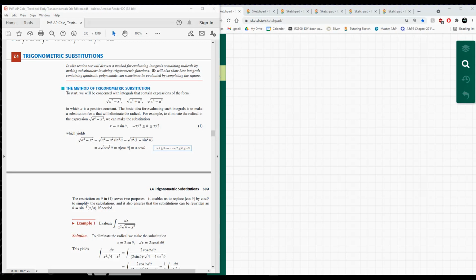Hi class, my name is Justin, and today we'll be covering section 7.4, trigonometric substitutions. So the basic premise is this.